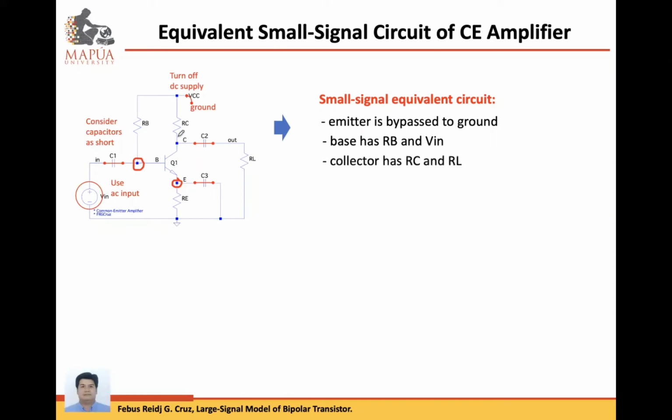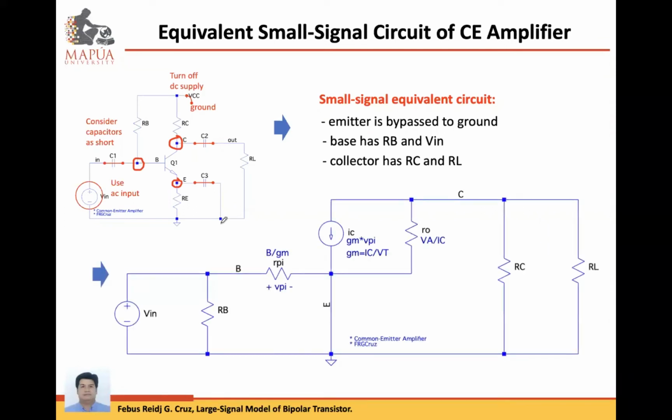And at the collector, we will now have RC, collector resistor connected between collector and ground. And RL, since C2 is already shorted, load resistor is connected to the collector. So from collector, you also have RL connected between collector and ground. Okay, nasundan ba yon? Yes po. All right, so this will now be the equivalent circuit.